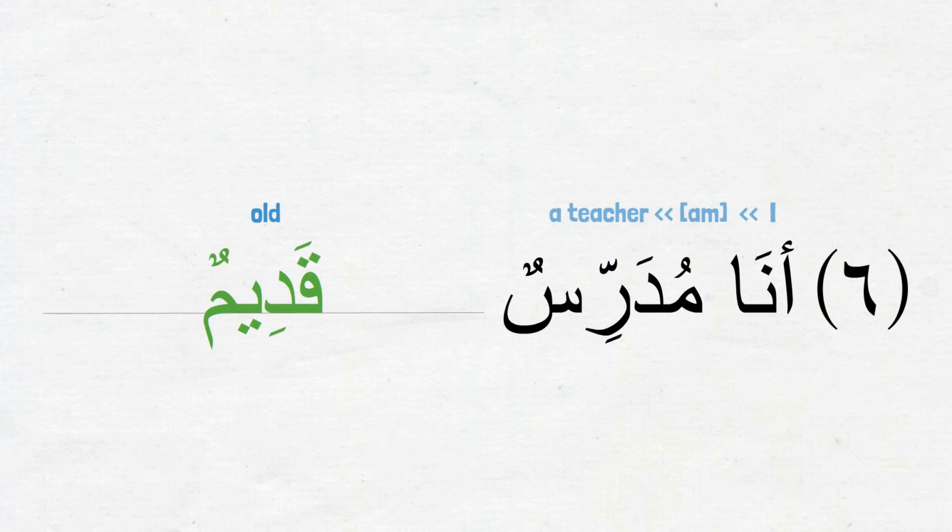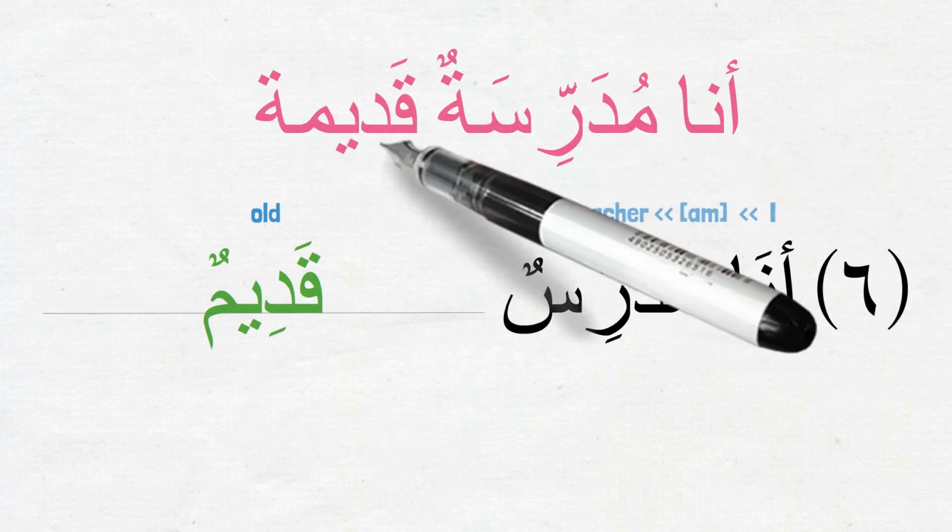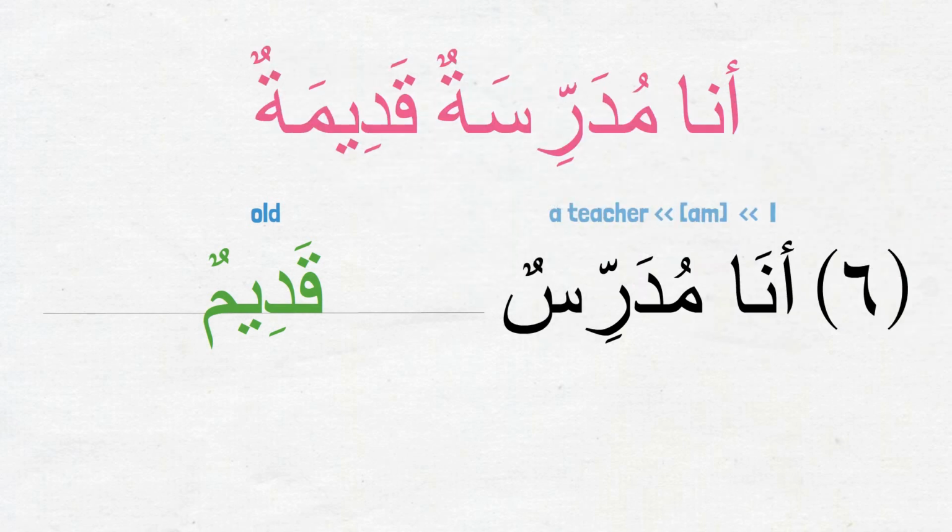Now, how about female teachers? How can female teachers say, I'm an old teacher in Arabic? They should say, أنا مدرسة قديمة. See, for males, both منعوت and نعت مدرس and قديم are مذكر. And for females, مدرسة and قديمة are both مؤنث. These are good example sentences to observe how the jins or the gender of the nat is following the jins of the منعوت.